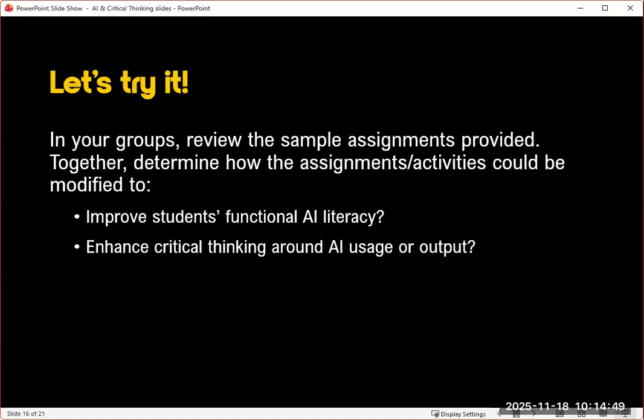So if you want to just pick a couple that kind of speak to you or are connected to your discipline in your groups, let's do that. So Tam is going to open up some groups for us, and we will come back together in about 10 minutes.